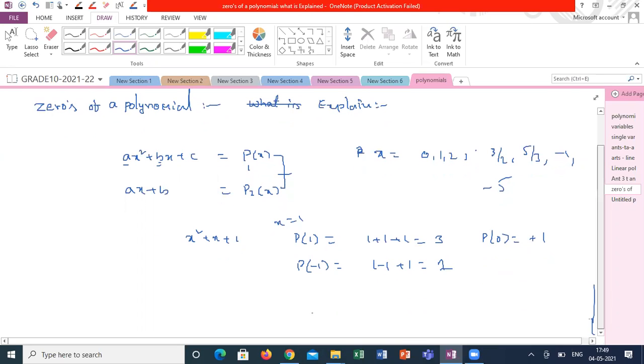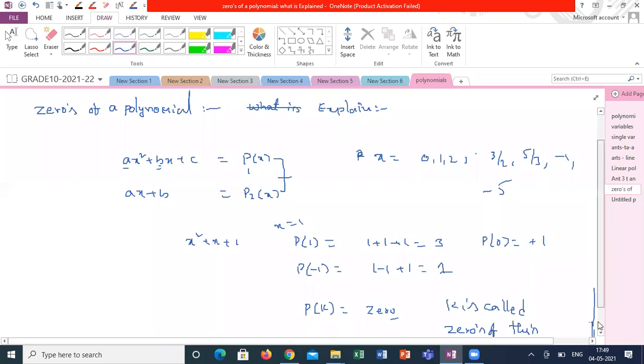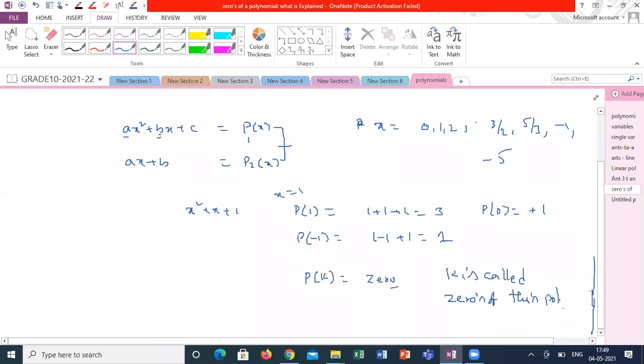Suppose there is a value k such that after substituting k, the answer is 0. Then k is called a zero of this polynomial. Got it? What is the meaning of zeros of the polynomial? Anyone having any doubt? I think we also did this in grade 9. Am I right? Yes, sir.